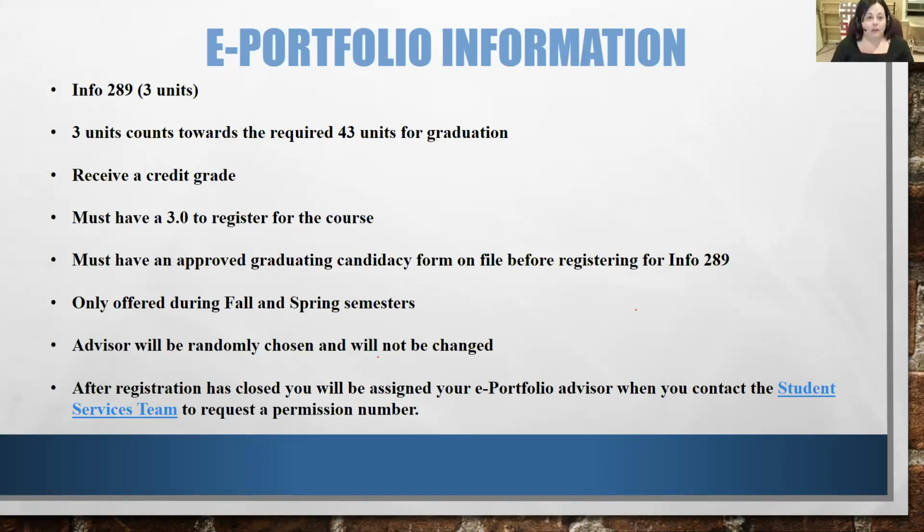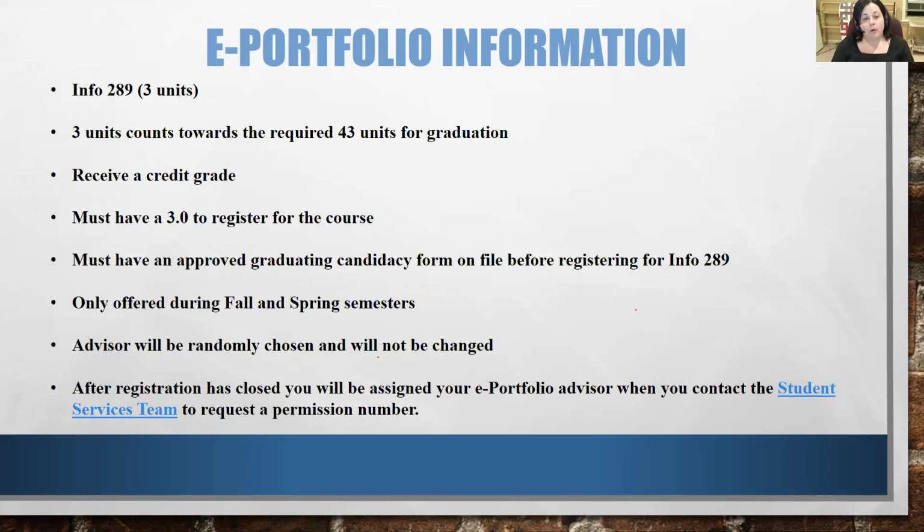I'm sure all of you know that it's Info 289, which you sign up for, and it's 3 units. And those do count towards your 43 units for graduation. You do receive a credit grade. In order to register, you must have a 3.0 GPA, and you also must have all your graduate candidacy forms filed before registering for 289.